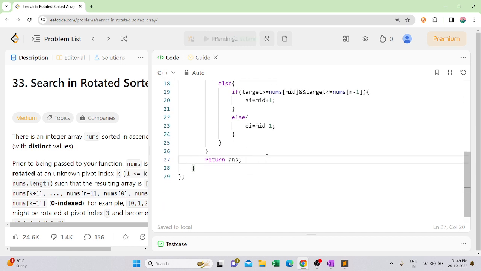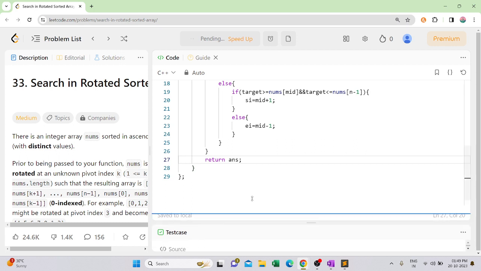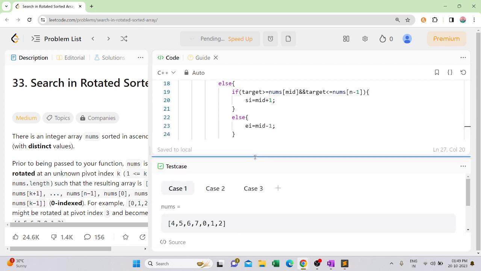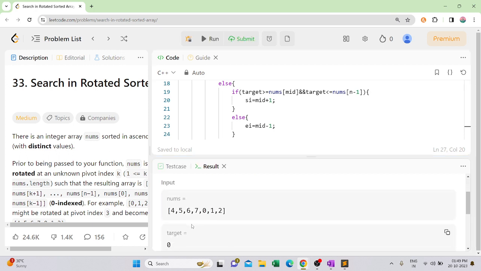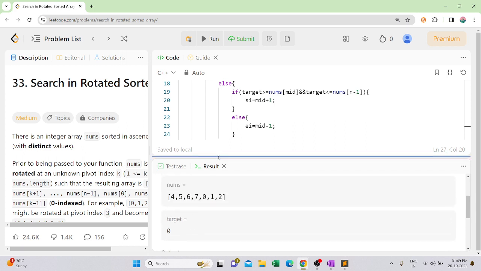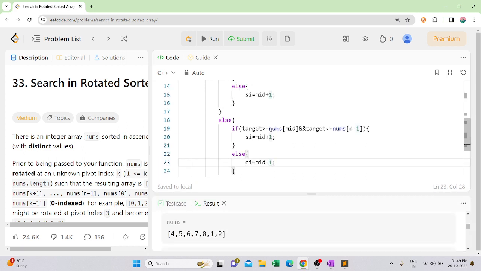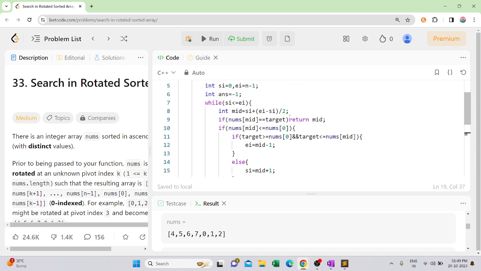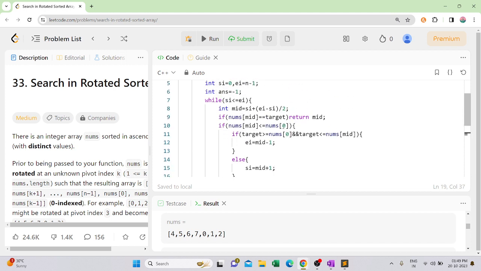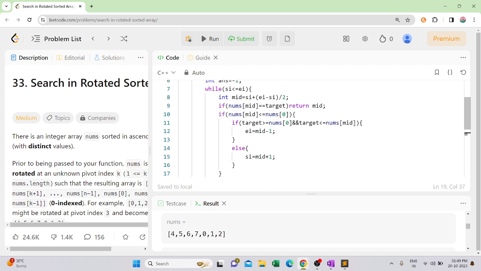So let's try to run it once. Okay, it's giving us the wrong answer. Target is 0, output is -1, expected is 4. Let's check what mistake we have made. If nums of mid is equal to target, we are returning it, while starting index is less than or equal to ending index, nums of mid less than or equal to nums of 0. Like, we made an error. Nums of mid must be greater than or equal to nums of 0, right? For this left part to be sorted.